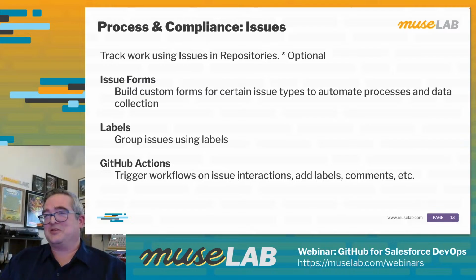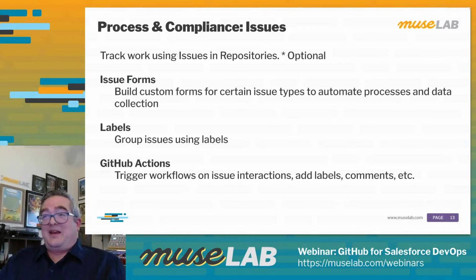Now, I have an asterisk on this one. This first one is totally optional. You could use Jira and other ways of tracking. But if you don't really have a way of tracking issues, GitHub has a pretty good built-in issue tracking system, and it's improving over time. You can categorize issues by labels. You can have GitHub Actions that are triggered by certain issue submissions or actions on issues. So you can build automated processes around your issues pretty easily.